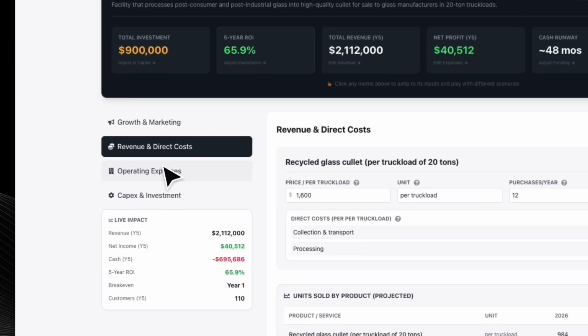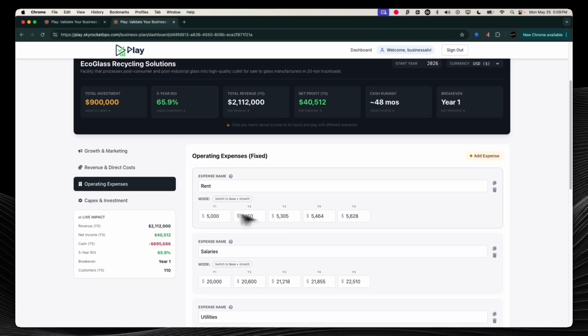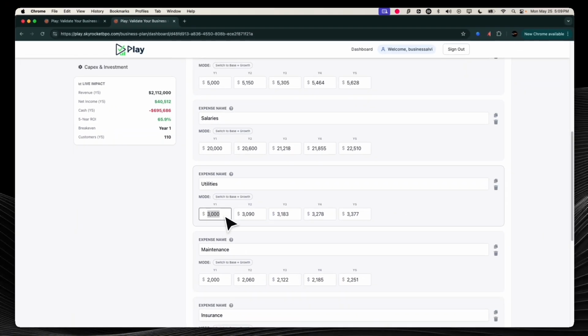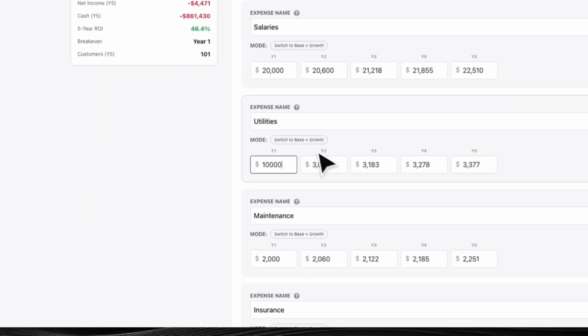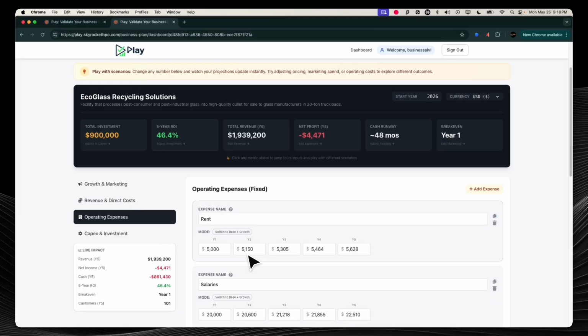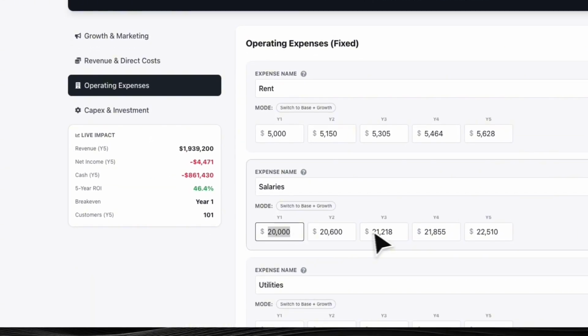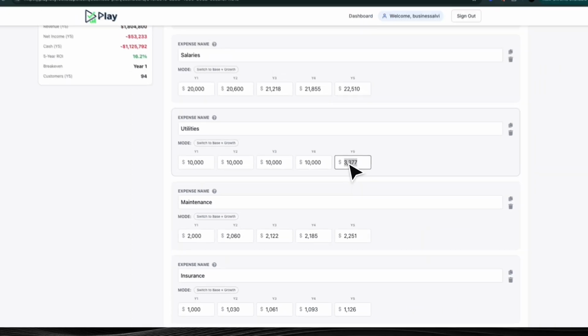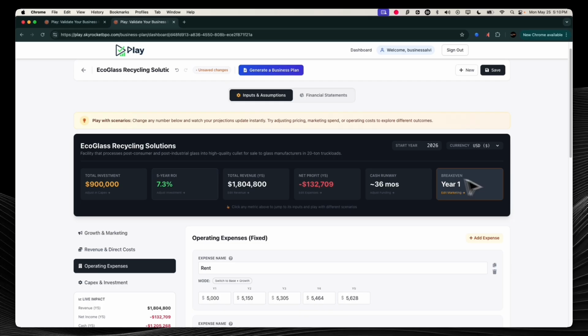Now let's change some of the other stuff in here. These are basically monthly expenses. Now let's increase our monthly expenses a bit. Let's make utilities 10,000. If I make it 10,000, a lot of the stuff is going to change in here. Now you might notice that it says break even is going to be year one, but it's going to be unprofitable by year five. Now why is that?